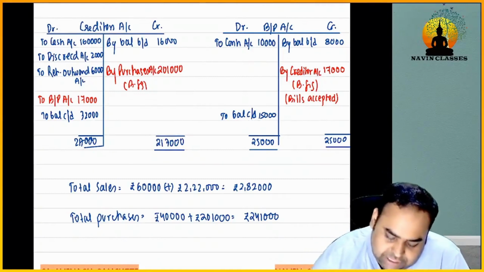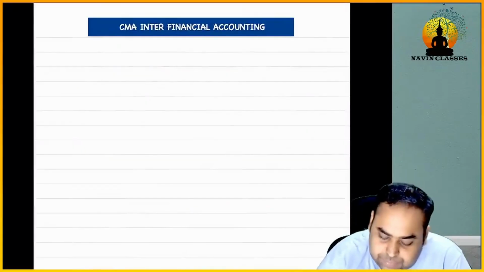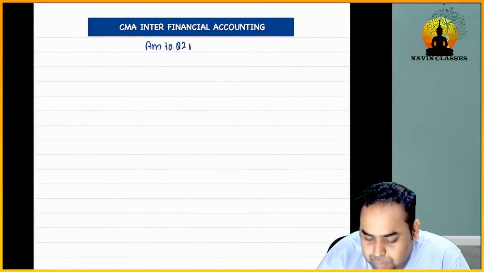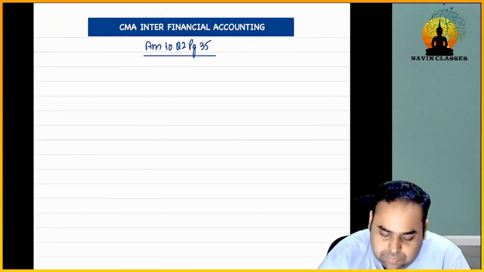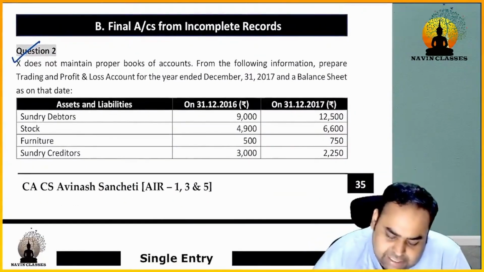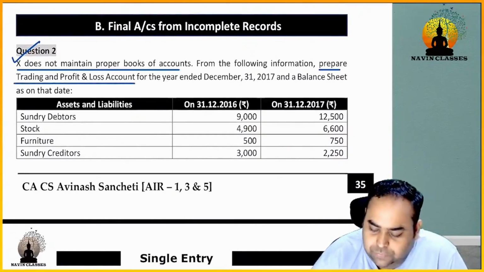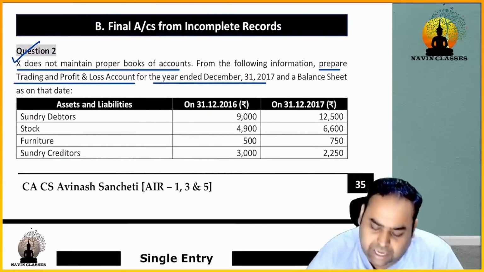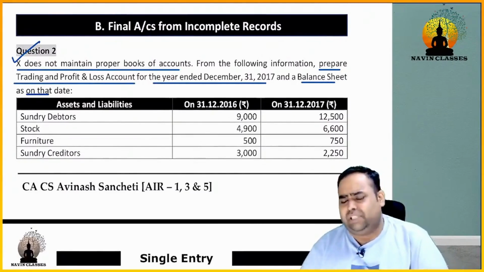Done? Now let's move on to our journey of final accounts, okay? And we will read question number 2. Answer to question number 2 on page 35. In the question, X does not maintain proper books of accounts. From the following information, prepare trading and PL account for the year ending 31st December 17 and balance sheet as on that date.